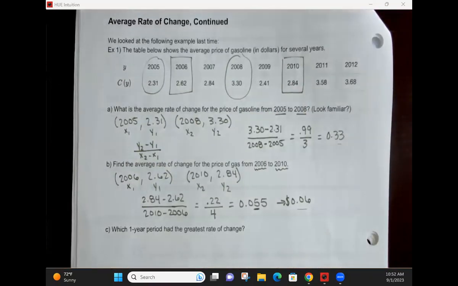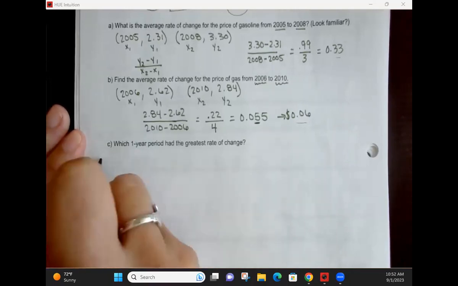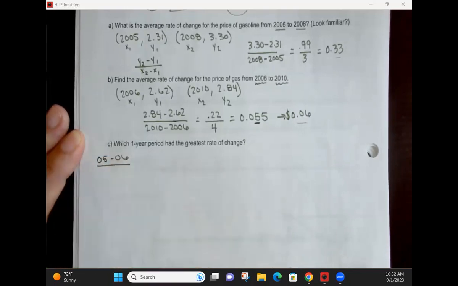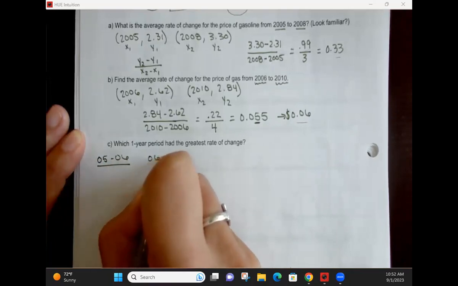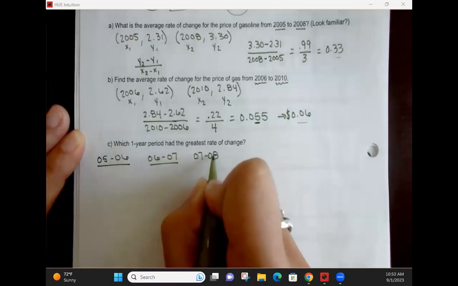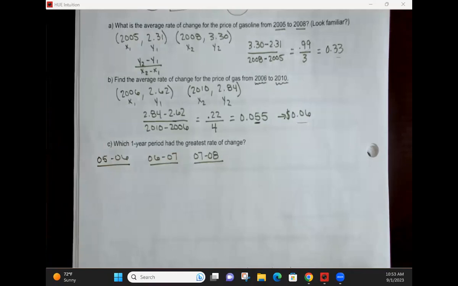Okay, average rate of change. What I would like you to do now is to find the 1 year period that had the greatest average rate of change. Okay, so for 1 year period, I mean like 2005 to 2006. What was that change? 2006 to 2007. What was that change? 07 to 08, and so on and so on. So over a 1 year time span, which 1 year period had the greatest change?